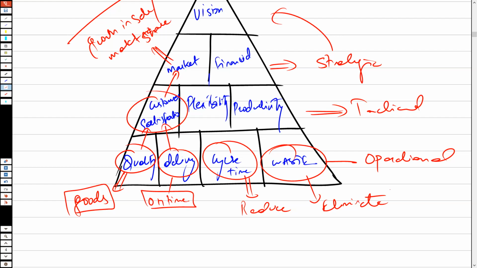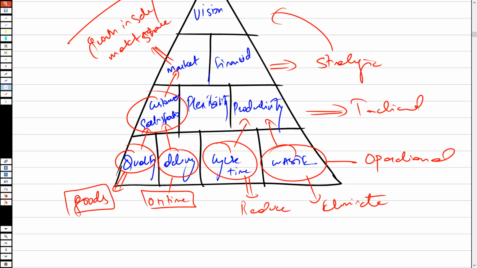Now, what you do is that you try to reduce the cycle time, you try to eliminate the wastage. As a result of reducing the cycle time and eliminating the wastage, you are able to enhance the productivity. What is the productivity of the organization? It's actually doing more work with fewer resources. It's producing more output. It's doing better work. So that is what you do: you enhance the productivity of the organization.